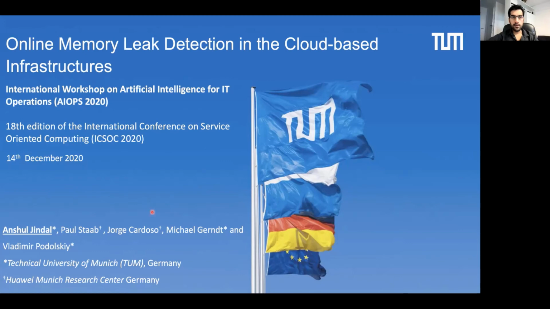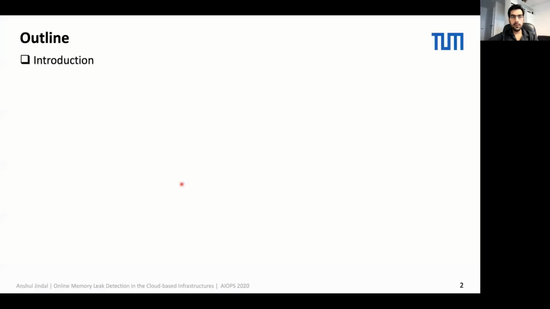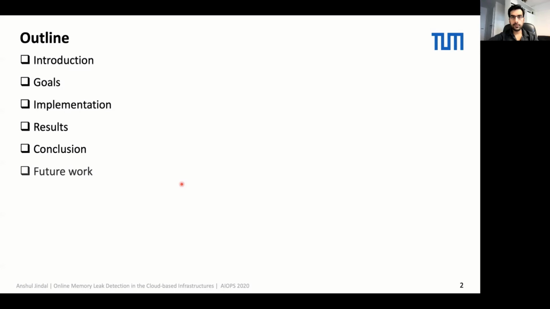So I'll start with the outline of my presentation, which starts with a bit of an introduction towards memory leak, but I think everyone already knows what a memory leak is. Then I'll move towards the goals which we wanted to achieve as part of this work. Then how did we achieve those goals? So I'll give you the implementation, the methodology, the approach which we developed as part of this work. Then I'll show some results, like how our developed approach worked on the data set. And finally, some conclusion and the future work, where this work can be extended to.